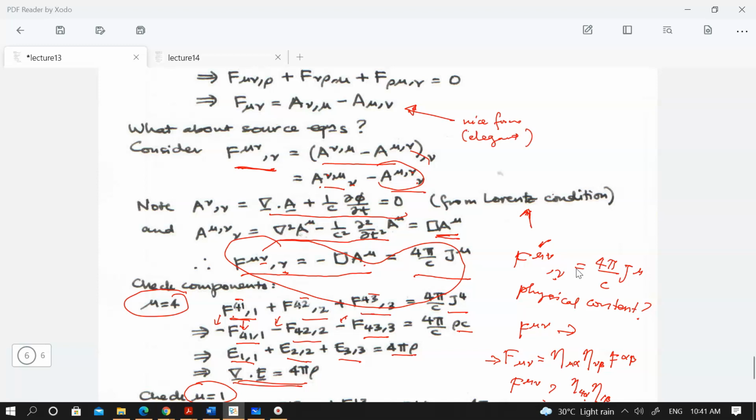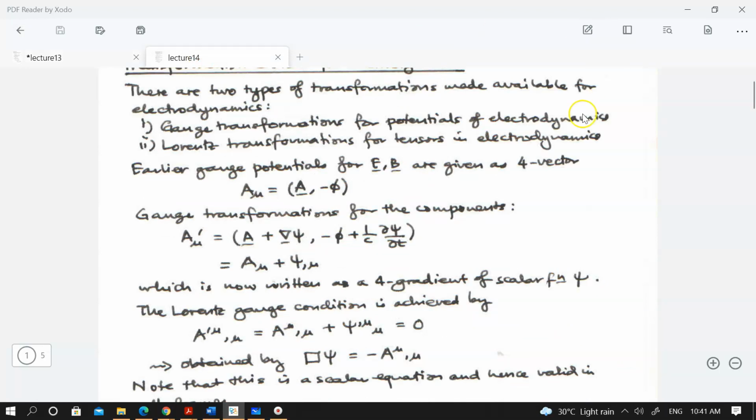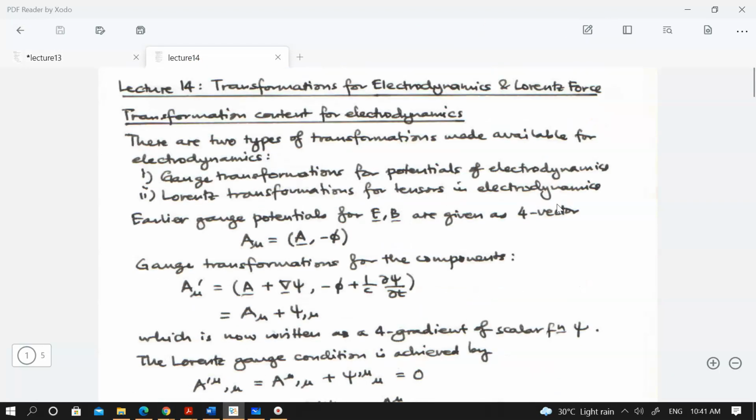I think I probably want to stop here because I do not want to continue on the next topic, which is the transformation for your gauge potentials. There are two types of transformation that we're going to look at: gauge transformation and also Lorentz transformation. I would like to defer this to the next lecture so that I give you time to digest what we have done so far.